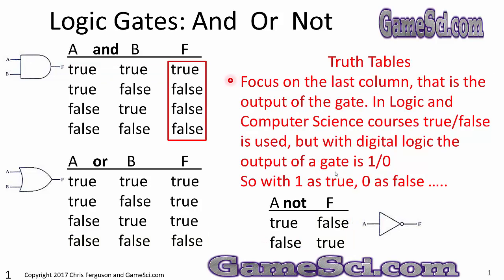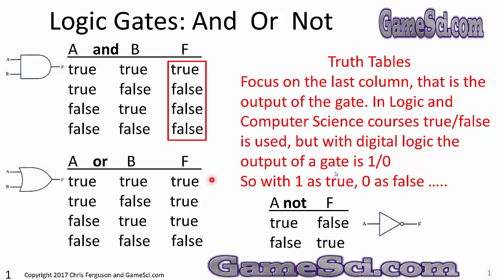Truth tables. Focus on that last column. That is the output of the gate. This red box is the output of the AND gate. When both inputs are true, it outputs true. If any input is false, it outputs a false. Look at the output of the OR gate. If any input is true, the output is true, and it's only false when they're both false.